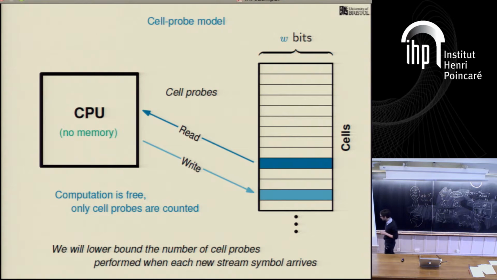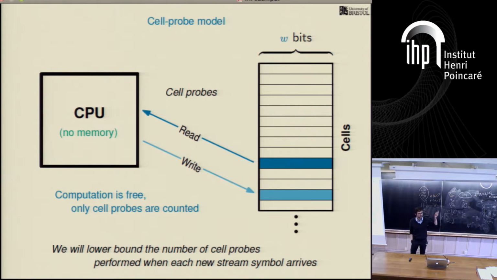Okay, so as I said, we're going to lower bound the number of cell probes performed when each new stream symbol arrives. Okay, model clear? Any questions about the model? No? Okay, everyone happy? Seems likely.